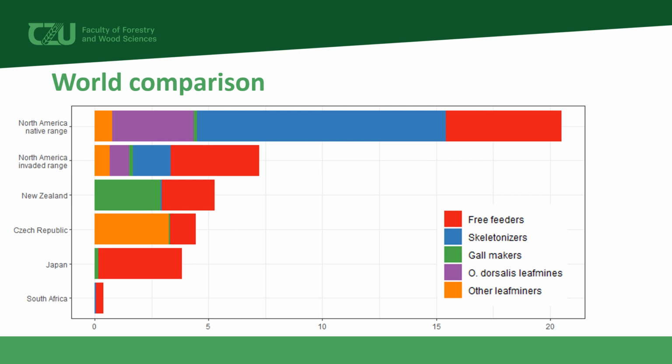Comparing the proportions of damage by different groups, it was observed that the gall midge was present in every studied country except South Africa, but contributed only a small portion to the total damage. However, in New Zealand, where it was first recorded most recently in 2009, it had a really strong presence. In the native range, the highest portion of damage was caused by skeletonizers, mainly represented by adults of Odontota dorsalis in blue and its larvae in purple. However, outside of the native range, it had notably smaller influence.